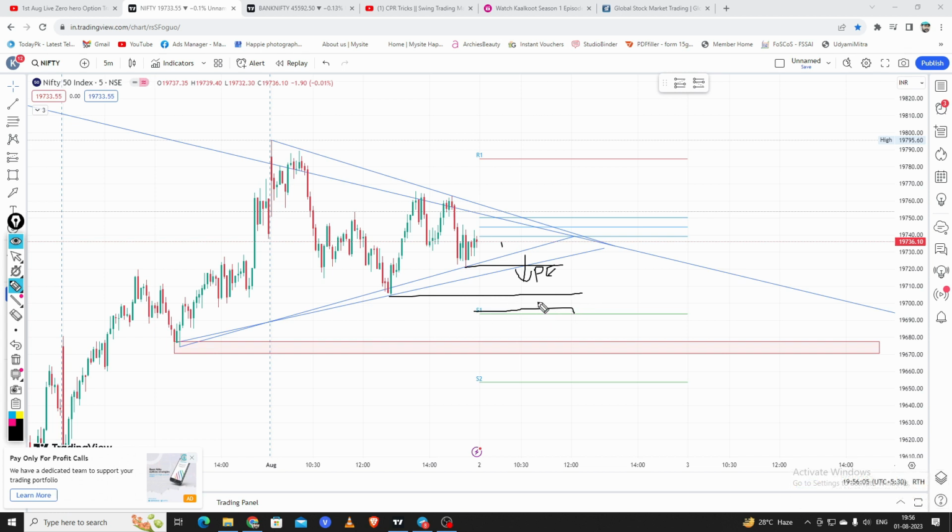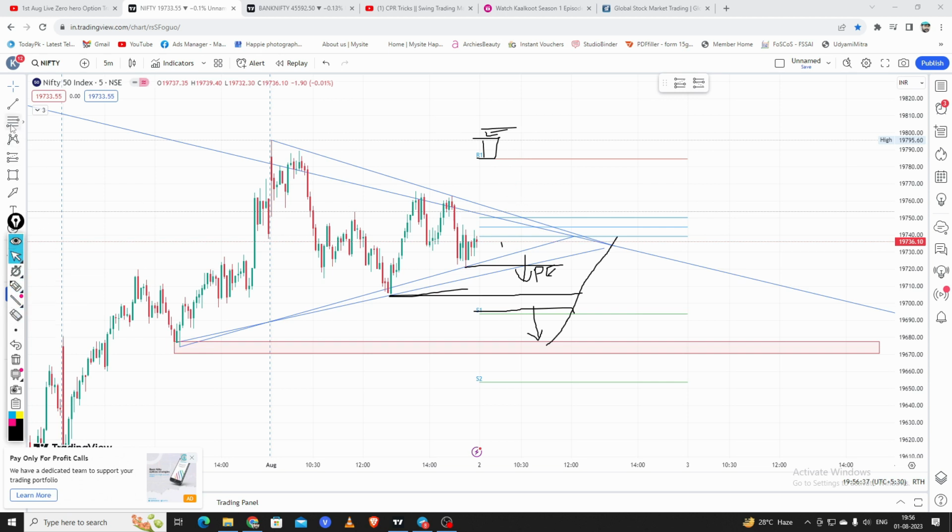If it is breaking the previous day low, you can also wait until it touches this level, which is the virgin CPR 19680. Okay, from here it may bounce like this, and it can go to CPR also. Okay, so be careful downside, but upside you can only trust if it is breaking the R1 and making a green candle here. Okay, this is the scenario in Nifty.